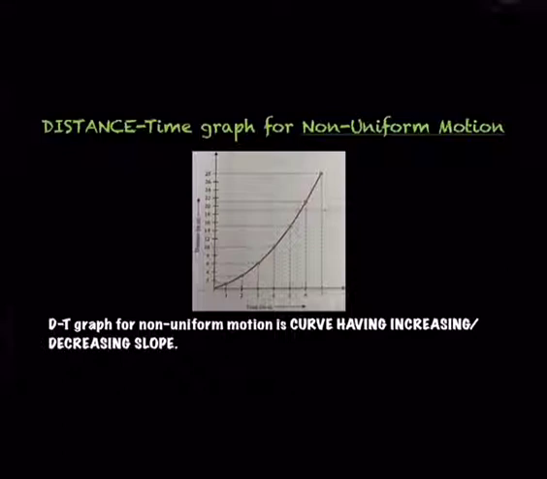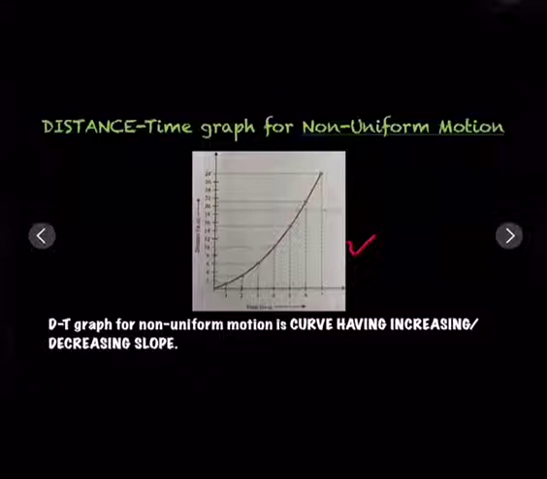The next is distance time graph for non-uniform motion. Now in case of non-uniform motion there are two cases. The first one is when the speed of the body increases with time, like when a train leaves the platform, its speed gradually increases and the distance time graph comes out to be a curve with increasing slope.